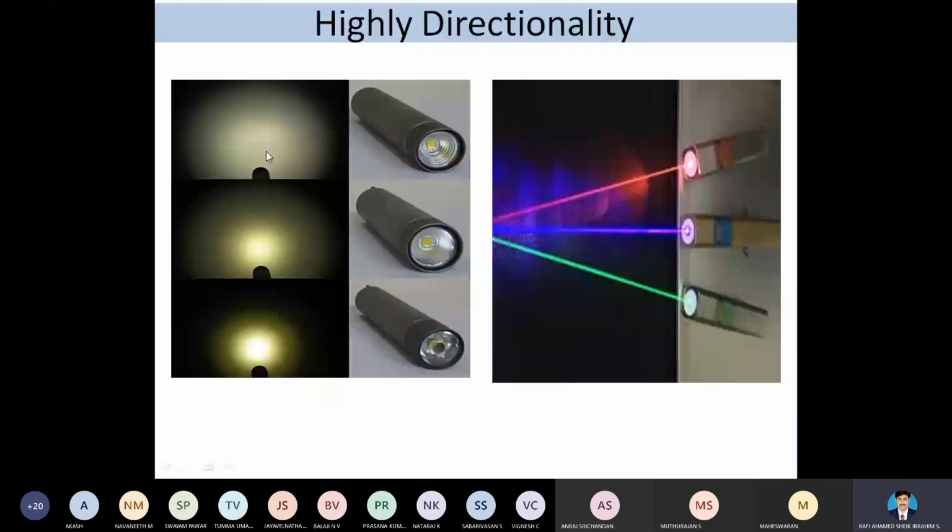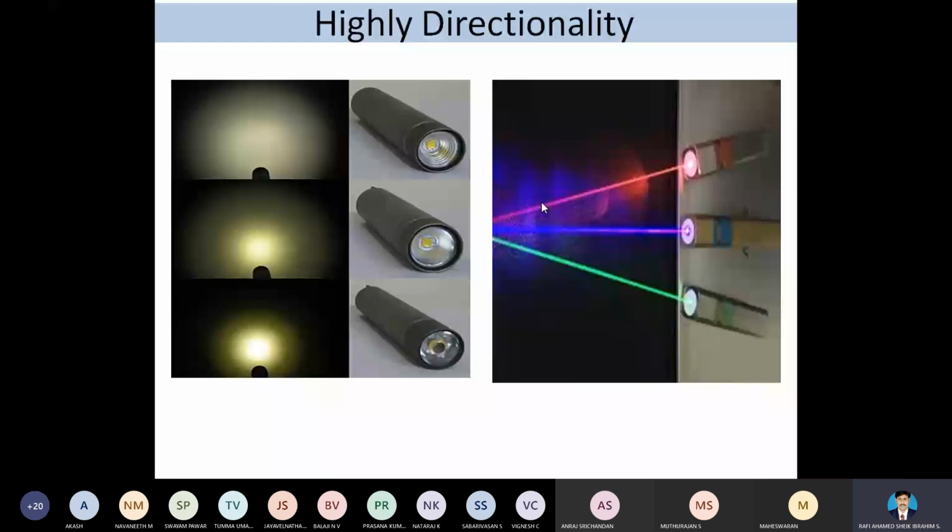So on the right hand side, we are having the laser point. For the laser radiation, we can see that the intensity of the radiation will not diminish. For 2 meter, it will be the same intensity. For 4 meter, the same intensity. For 10 meter, the same intensity. So these are the important characteristics of the laser. That's why we are giving more importance to the laser.